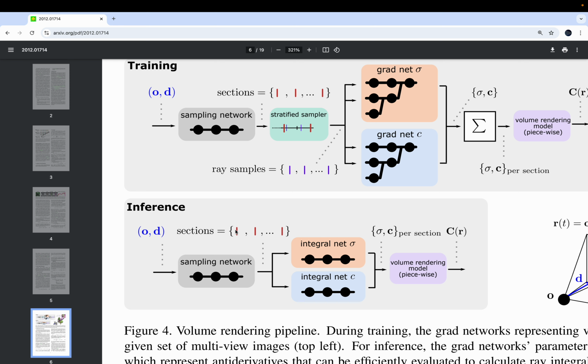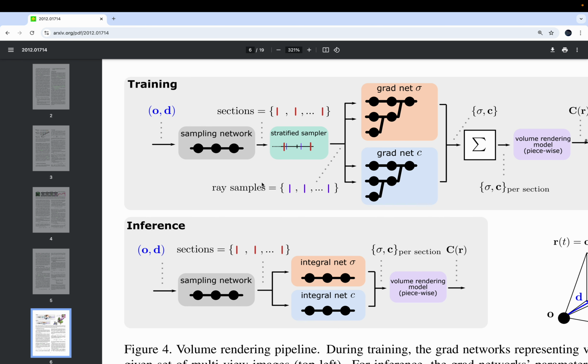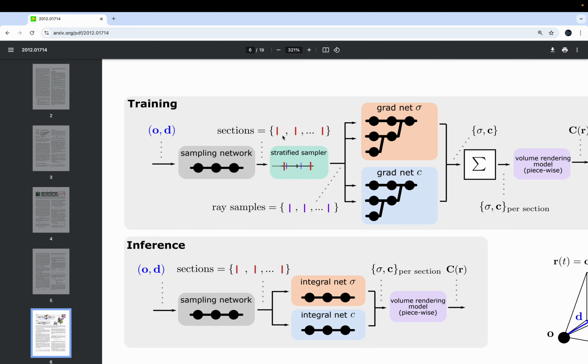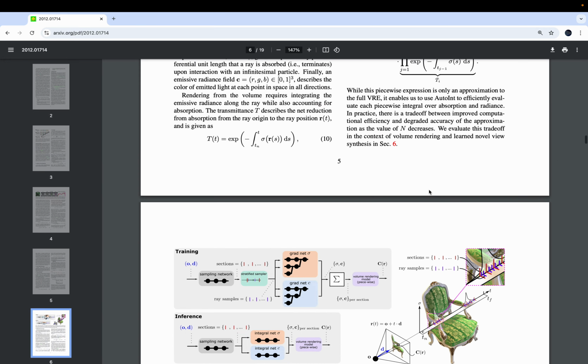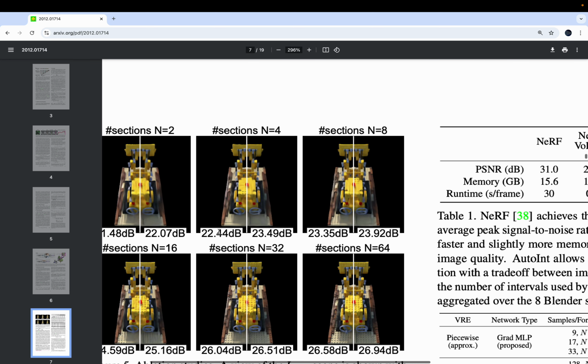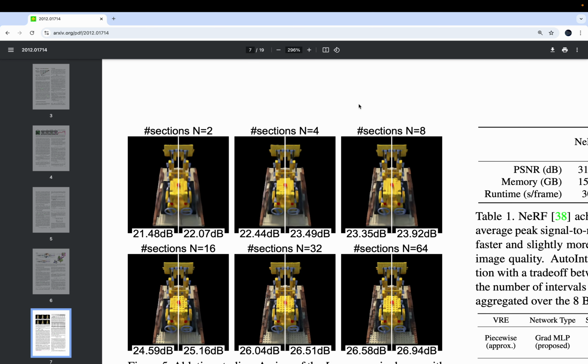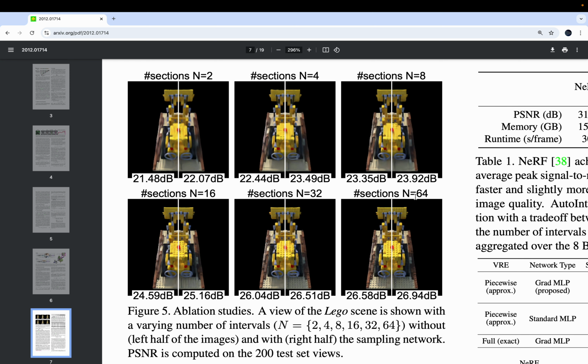At inference time, we only need to evaluate the integral network at the boundaries of those sections. But during training, we sample points within the sections, the same way we sample points along the rays with NeRF, in order to train the gradient network. I think they have some metrics where they compare the number of sections. Here we see 2 sections, 4 sections, 8 sections, up to 64 sections. And we can see that going from 32 to 64 sections, there is a marginal improvement.